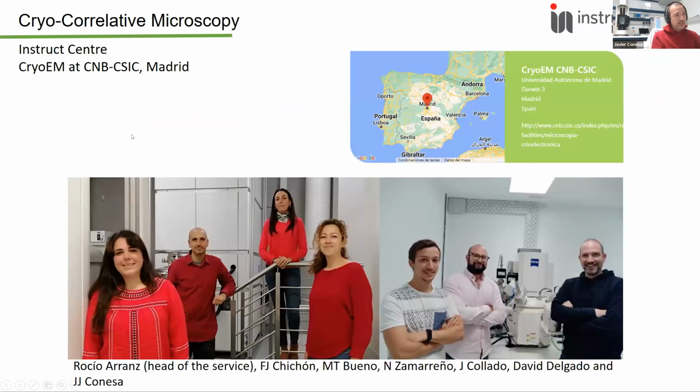The correlative microscopy lab with this new service that we are offering through Instruct is integrated within the cryo-EM facility at CNB. That is an Instruct center located in Madrid. Here are the members of the service from left to right: Durand, head of the service, Francisco Javier Chichón, María Teresa Bueno, Noelia Zamarreño, David Delgado, Jonathan Puchirilo, and myself.